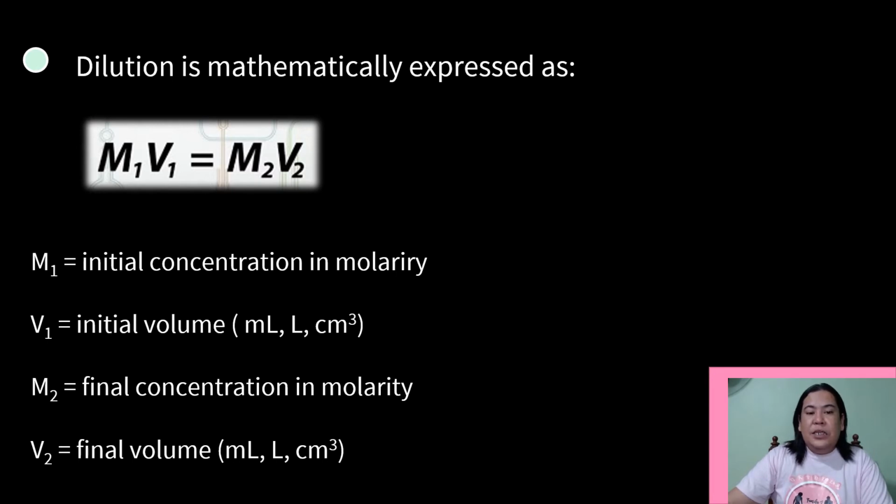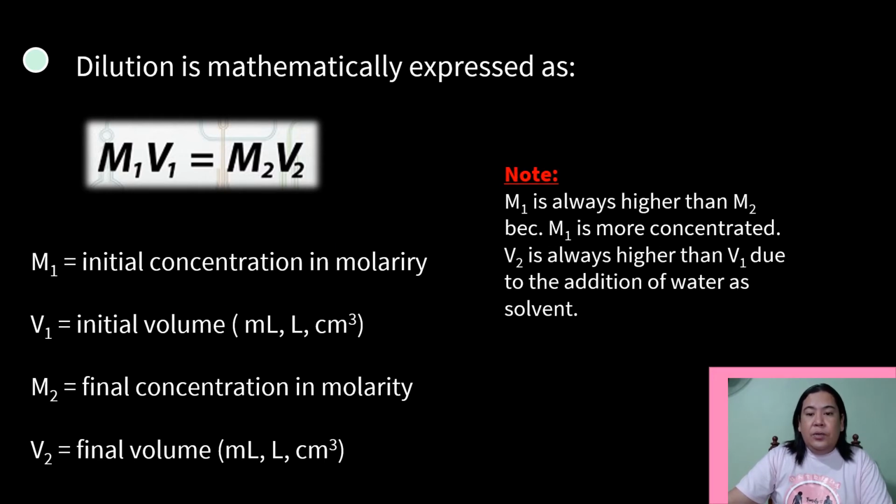M sub 1 is the initial concentration in molarity. V sub 1 is the initial volume measured in milliliter, liter, and cubic centimeter. And then M sub 2 is the final concentration. V sub 2 is the final volume, also measured in milliliters, liters, and cubic centimeters. Take note, M1 is always higher than M2 because M1 is more concentrated. V2 is always higher than V1 due to the addition of water as the solvent.